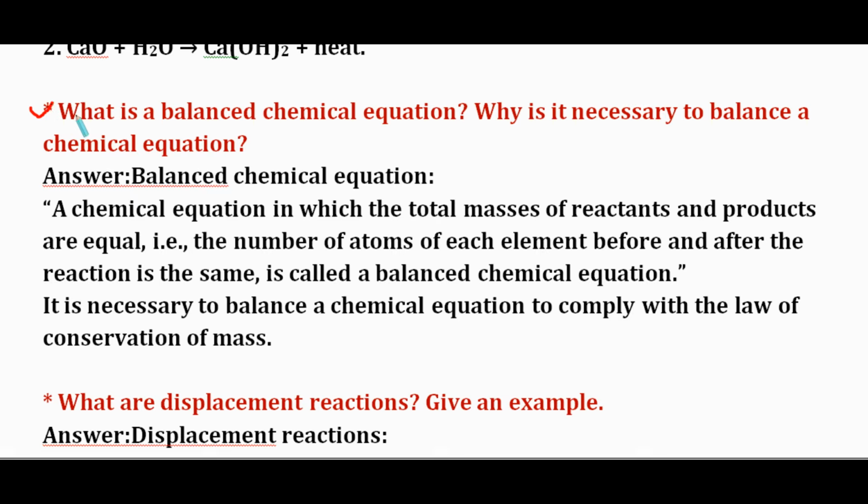Now the question is, what is a balanced chemical equation? Why is it necessary to balance a chemical equation? Let us see the answer. A chemical equation in which the total masses of reactants and products are equal, that is, the number of atoms of each element before and after the reaction is the same, is called a balanced chemical equation. It is necessary to balance a chemical equation to comply with the law of conservation of mass.